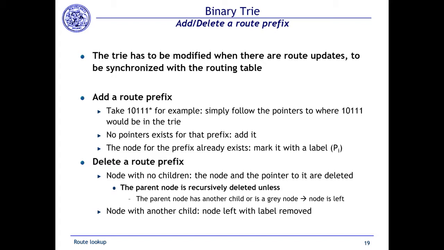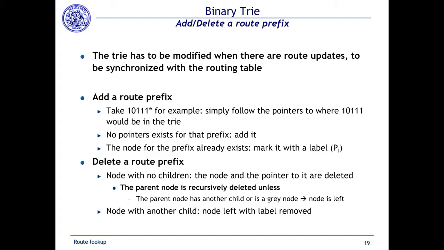For the deletion of a prefix, for example, you want to remove this entry here, or this one. Okay. This is removed. Again, you have to go down, following the path that corresponds to the prefix. Here you have a gray node, but this gray node has one child. Okay, so you have to remove the prefix by setting this node to white, but you cannot take out the node because the node is attached to other prefixes.